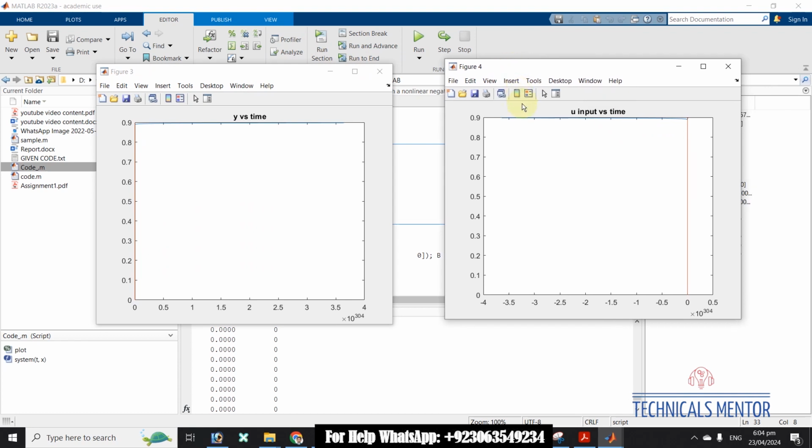Through this project, we have successfully modeled and controlled a nonlinear RLC circuit using MATLAB. By linearizing the system and designing a state feedback controller, we have ensured that our circuit meets specific performance criteria.